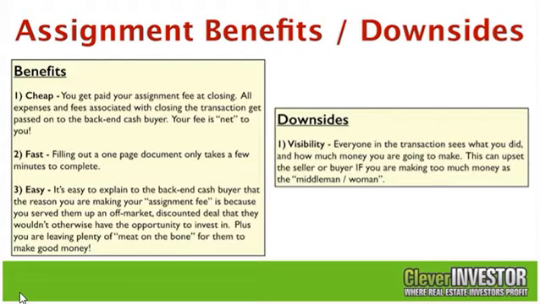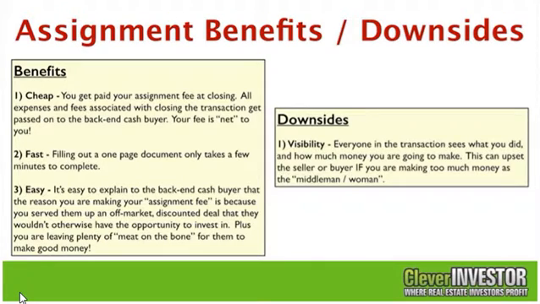The one major downside is visibility. Everybody in the transaction, when you complete that assignment form and they go through the closing process, remember, you've now stepped out of the deal, so you've kind of lost a little bit of control over the deal. The cash buyer and the seller are now doing the deal together. And they're both going to see exactly what you just did and how much money you're going to make. This can upset the motivated seller or the cash buyer if you're making too much money as the wholesaler, as the middleman or middlewoman. So think about that for a second.